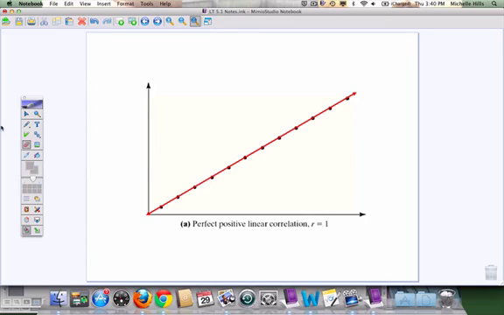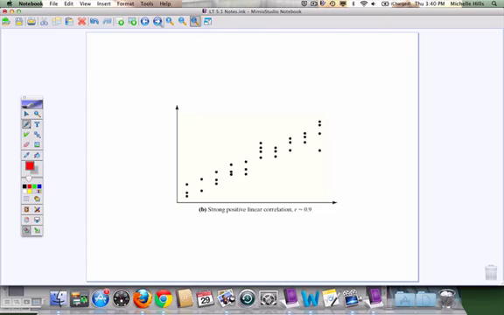It just says, in this case, with a correlation coefficient of 1, it has a positive correlation, and a coefficient of 1 means these are perfectly linear. So this is a perfect positive linear correlation.